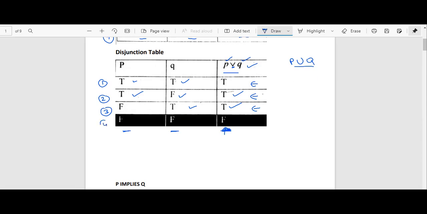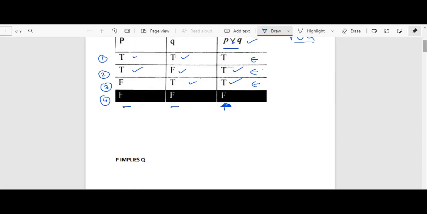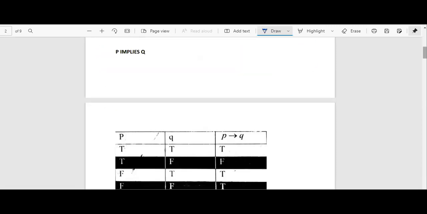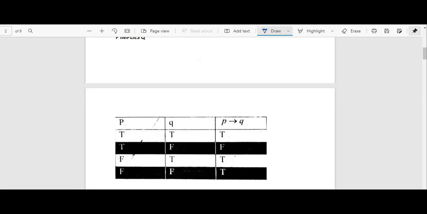All right, so it's just a table. All you need to do is just learn this table, and you will get to know shortly how this table would be used, right? Okay. So so far we have just discussed two tables. Now we are going to discuss the third type of table, which is the P implies Q table.